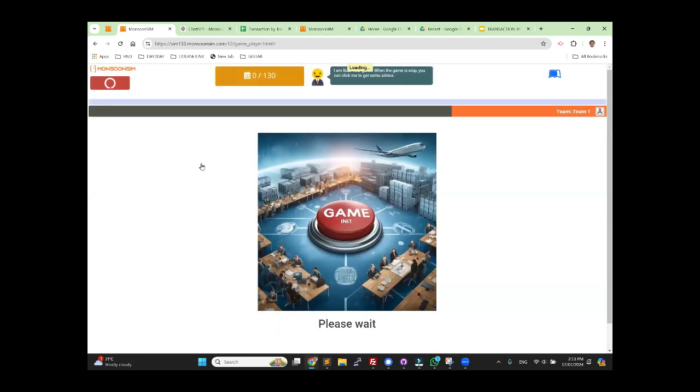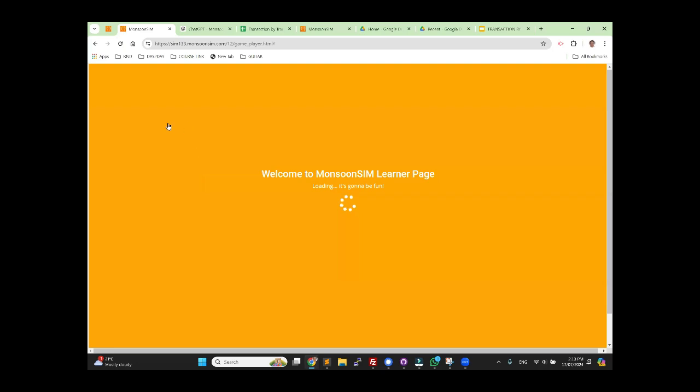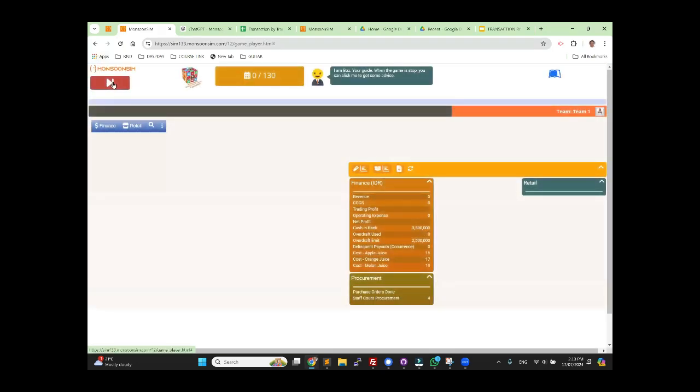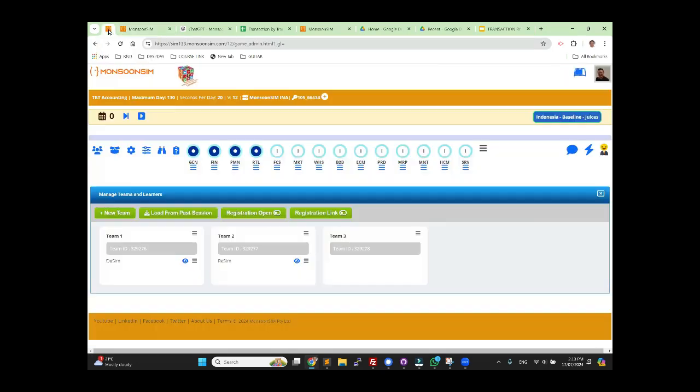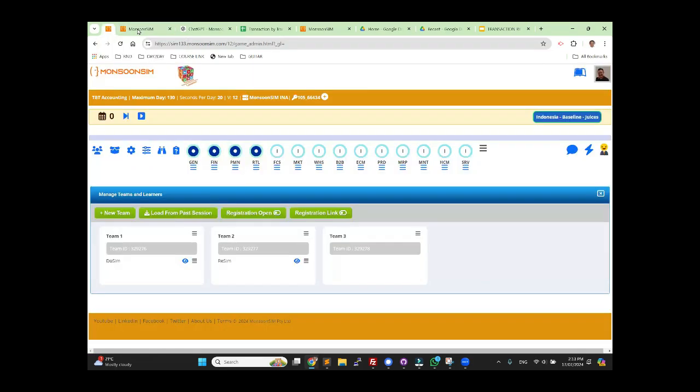So if I initialize the game, for those of you that have not touched MonsoonSIM version 12, note that I have this new button here that allows me to step through the game. This button is actually equivalent to this button. Now, the student will not get this button. Only you as a teacher, when you teach, will get this button. This button allows you to step through the day. So this will allow you to teach without flipping over the screen, right? This is the facilitator screen, and this is the learner screen.